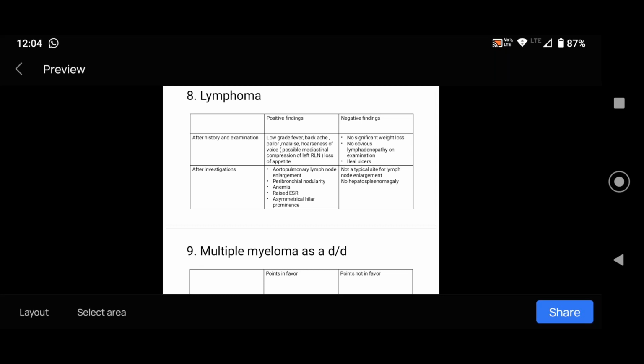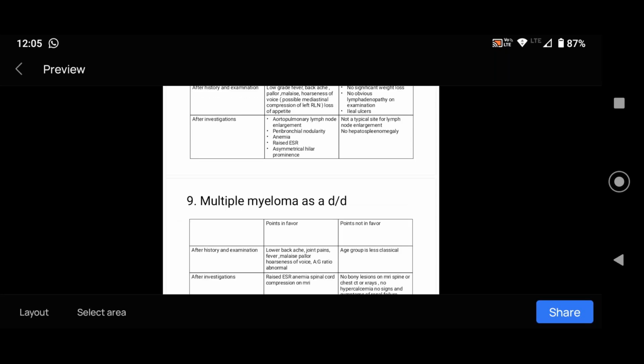Ileal ulcers, we thought that it was a presenting complaint and we could not explain ileal ulcers by the lymphoma. And also after investigations, the typical sites for lymph node enlargement were not present, no abdominal masses, no hepatosplenomegaly, no focus of any lymph node involvement was found, except for the aortopulmonary lymph node, where there was enlargement, and peribronchial nodularity. So peribronchial nodularity, one of the important DDs after TB and sarcoidosis, is also a lymphoma or a bronchogenic carcinoma. There was anemia, raised ESR, asymmetrical hilar prominence, which was probably due to the vascular cause again.